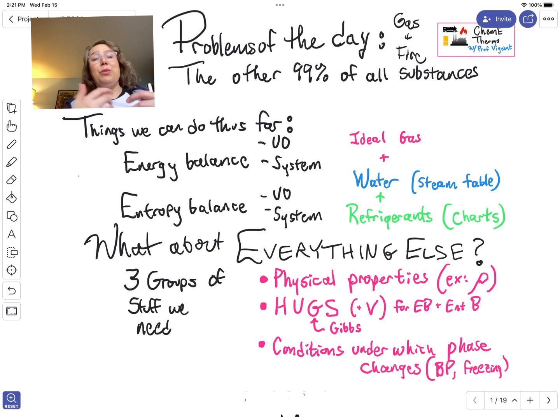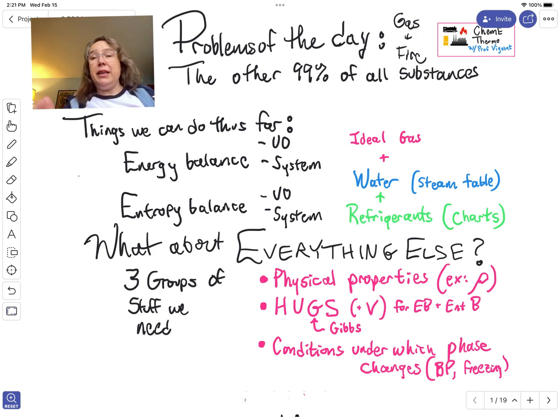And then, as we talked about in class last time, we need to get derived properties, these fancy things like enthalpy, internal energy, Gibbs free energy, entropy, that you can't just get by a measurement. So hugs, we need hugs. Yes, we do. And those, we're going to need equations to get those.